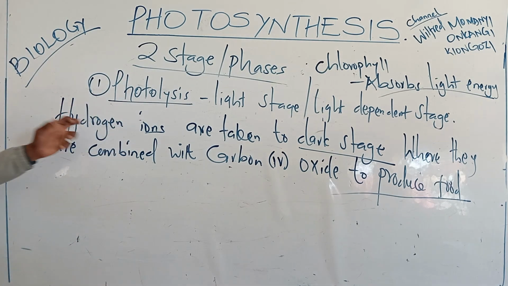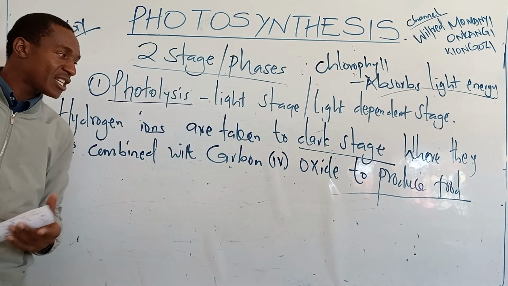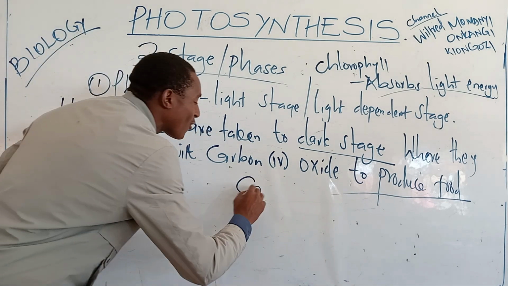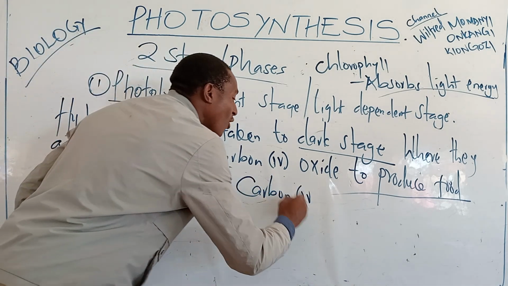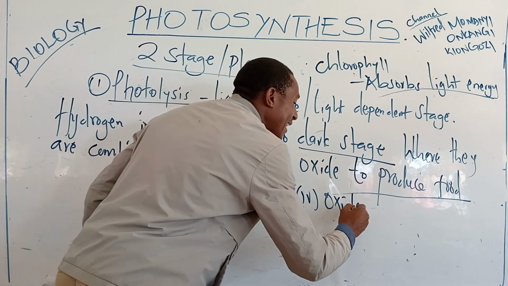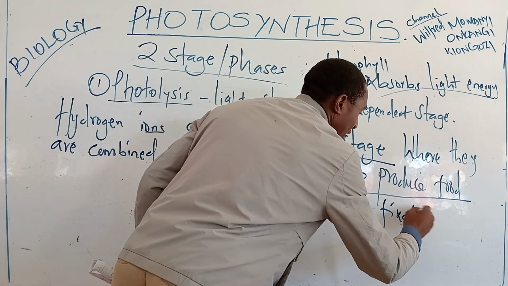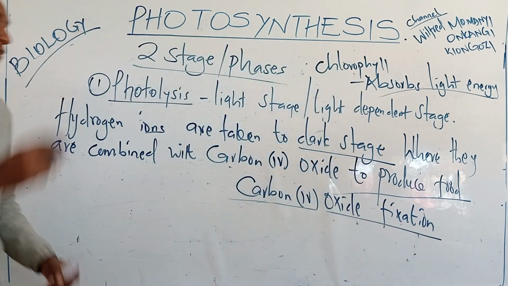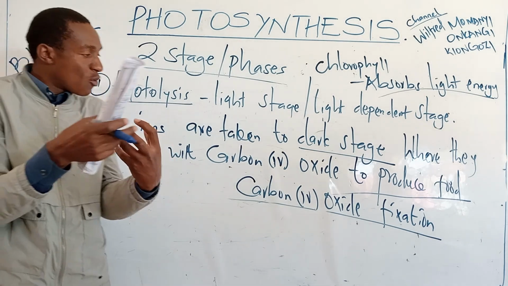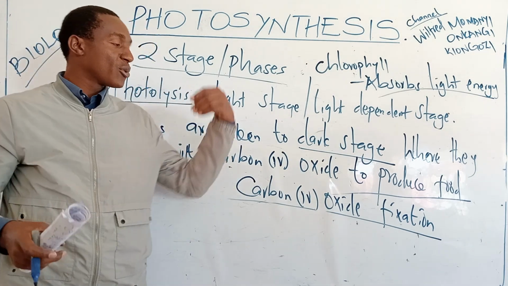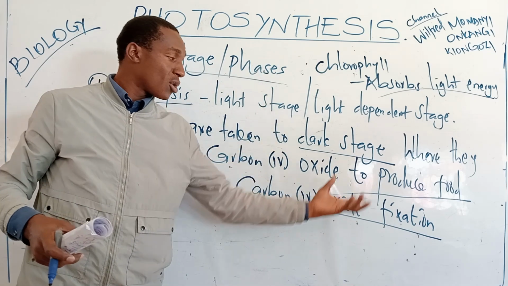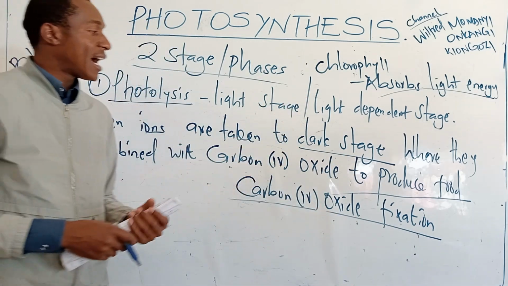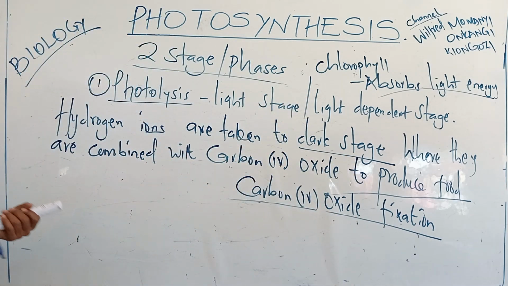Hydrogen ions produced are taken to the dark stage, and this is what we are calling carbon dioxide fixation. We are fixing carbon dioxide with hydrogen ions so that we can produce simple sugars or food that is now our interest. So we go to the dark stage.